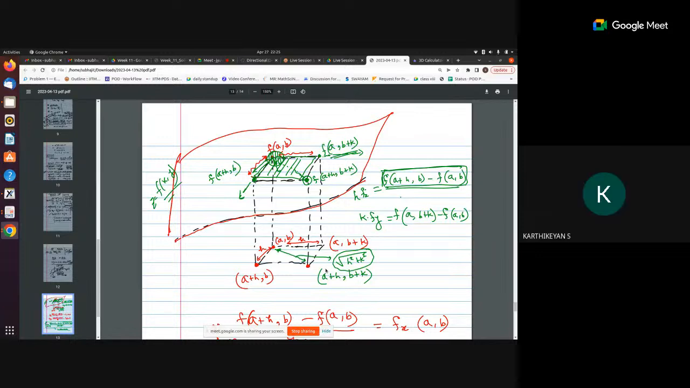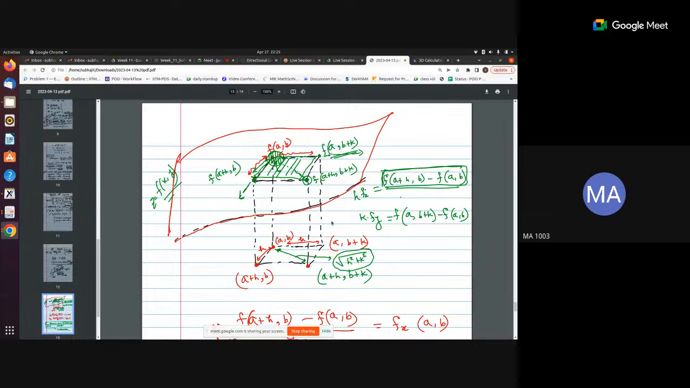Yes, sir. Okay, great. Now if I take all the points and the functional values of those points, and plot them on the surface, you know where f of a comma b is. This is the point f of a comma b. This is the point f of a plus h comma b. Similarly, if you complete the rectangle, I get the point f of a plus h comma b plus k. Now, what is the change between these two? This is f of a plus h comma b plus k minus f of a comma b.